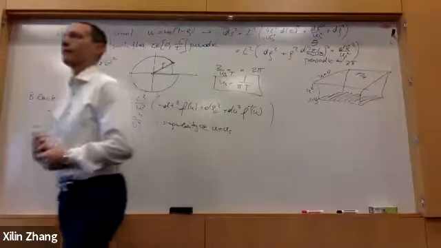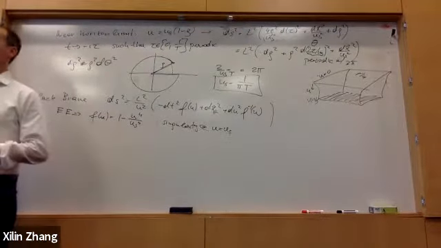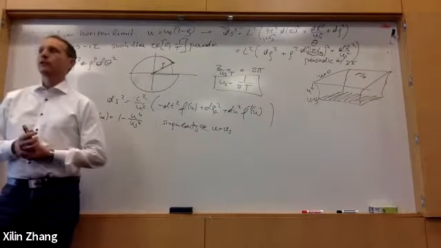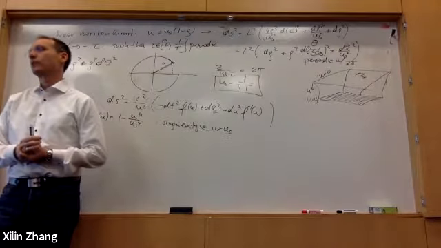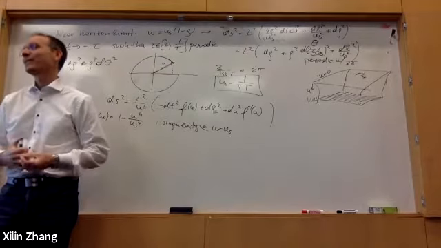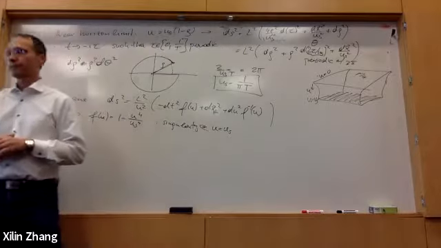Yes? If you didn't force it to be exactly periodic at 2 pi, would you have a real singularity, or would it just be a bad choice of coordinate? No, it would be an actual singularity. Like the curvature? Yes, there would be a curvature singularity. If you have a cone with the tip, it actually has a curvature singularity. Other questions?